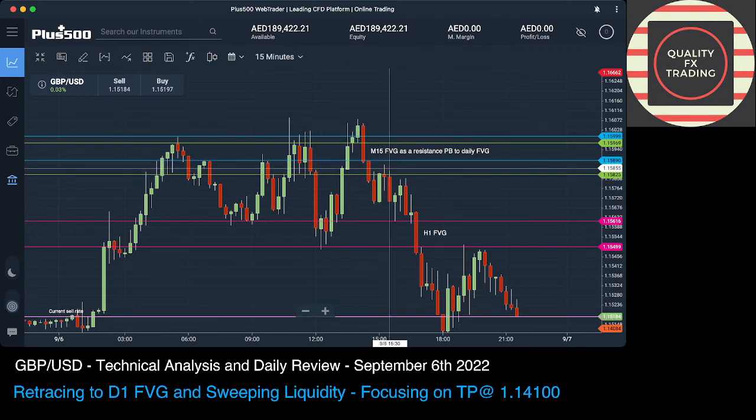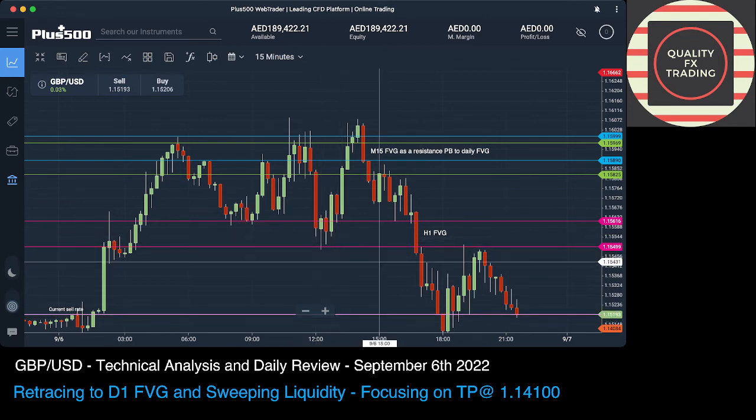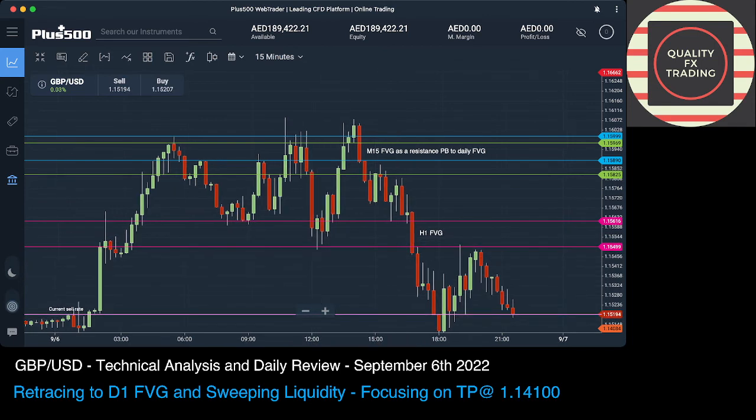Pushing to the downside, creating this fair value gap in the 15-minute chart, pullback into the fair value gap, and the daily fair value gap acting as resistance, pushing back to the downside to this low to take the sell side liquidity, and then where we want the price to go.